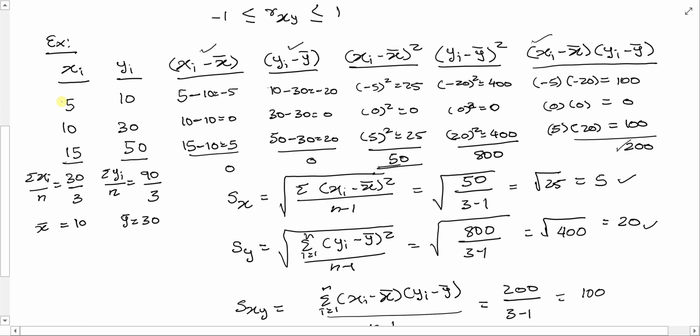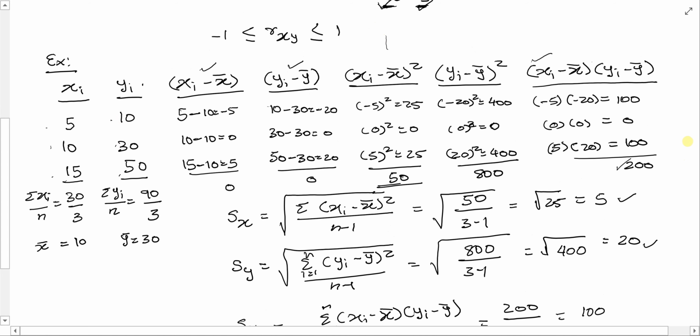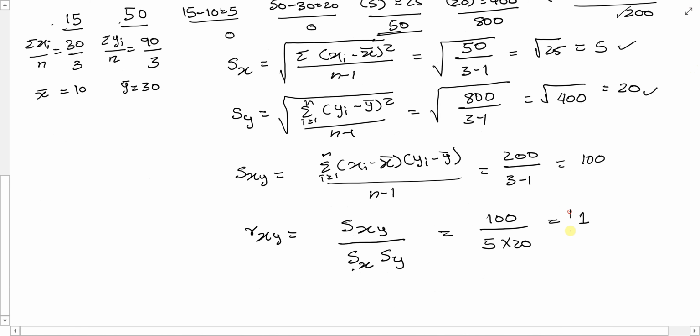If you look at the values of x, 5, 10, and 15, and so is the case with y values 10, 30, and 50. These are both increasing, and hence one can expect that there is a positive correlation between the two. And in this case, it turns out to be a perfectly positive correlation between the two variables.